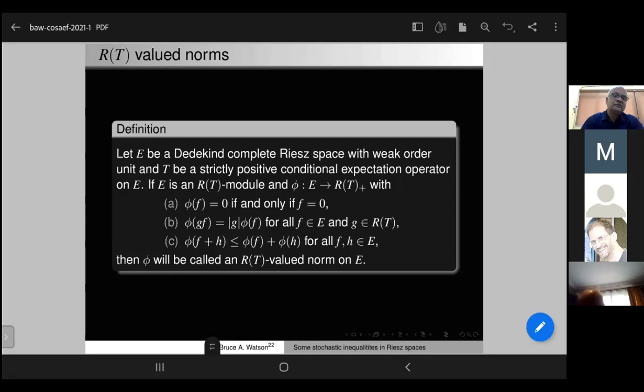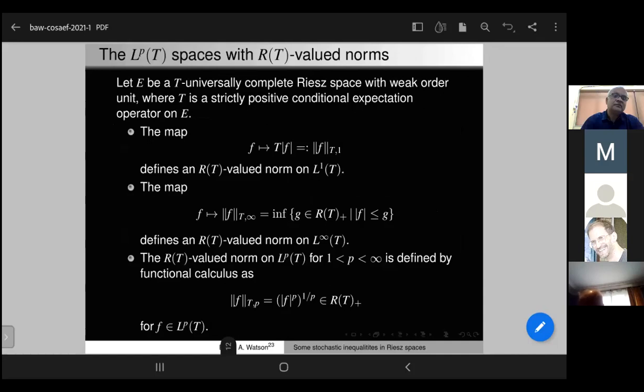It's homogeneous on the positive cone of the range of T, in the sense that phi of GF is equal to the absolute value of G times phi of F, for all F in E and G in the range of T. And lastly, we have a triangle inequality. Then we will call phi an RT-valued norm. And it behaves like a norm; the only difference is that RT is only a ring, it's not a field.